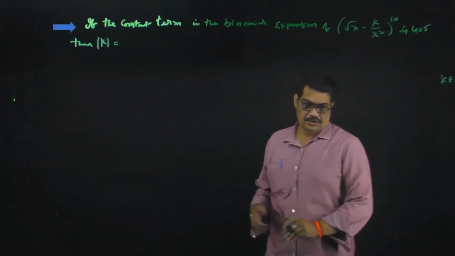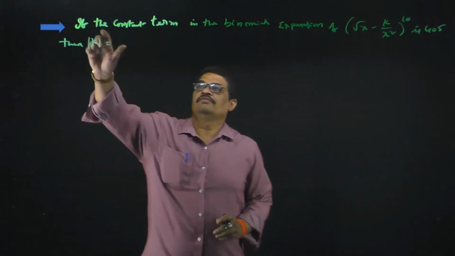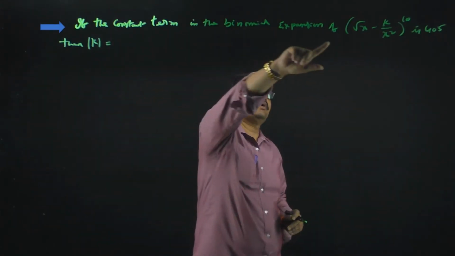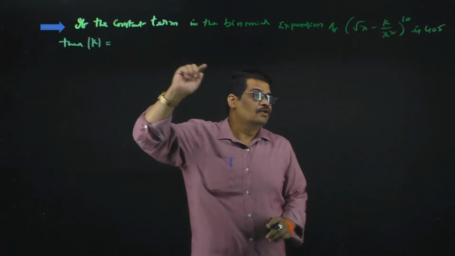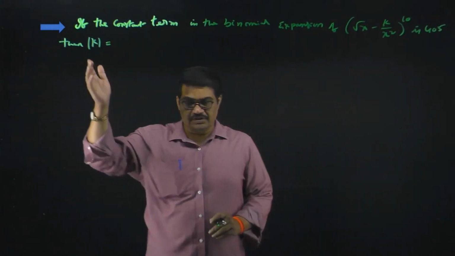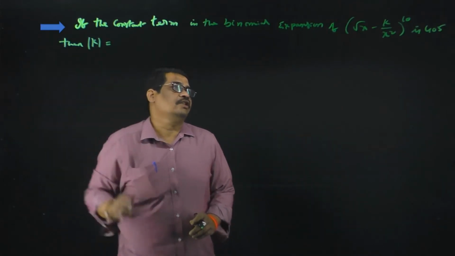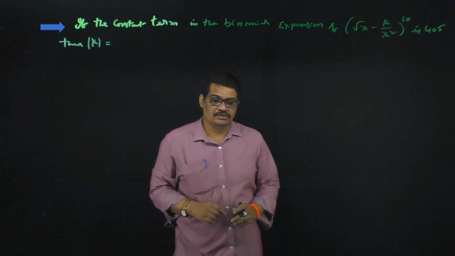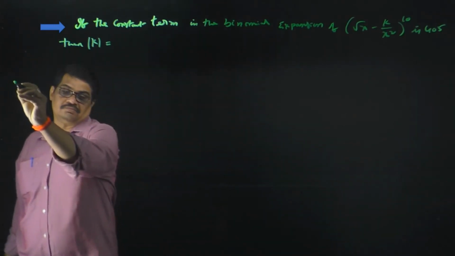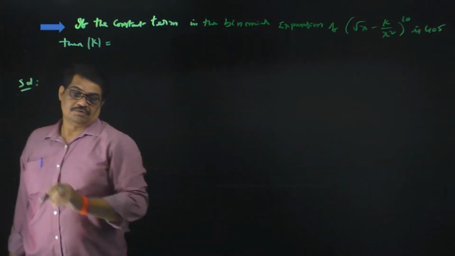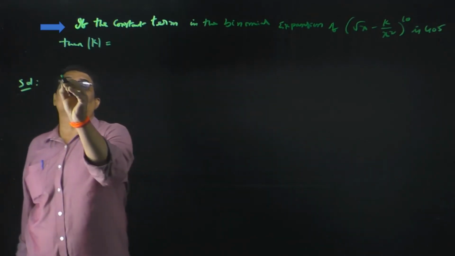See the problem. If the constant term in the binomial expansion of (root x minus k by x squared) to the power of 10 is 405, then what is the modulus of k? We have to find the mod k value. Okay, see the solution.